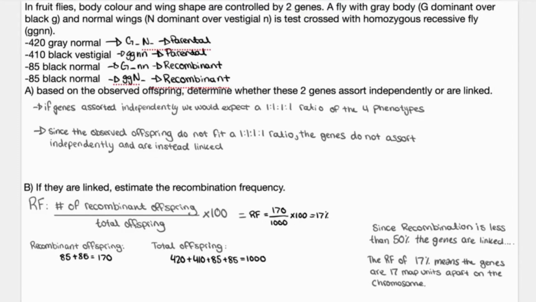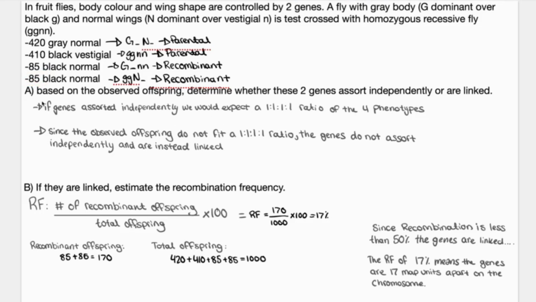In fruit flies, body color and wing shape are controlled by two genes. A fly with gray body, big G, dominant over black, little g, and normal wings, big N, dominant over vestigial, little n, is crossed with a homozygous recessive fly, little g little g, little n little n. And the four phenotypes we got were 420 gray normal, 410 black vestigial, 85 gray vestigial, 85 black normal.